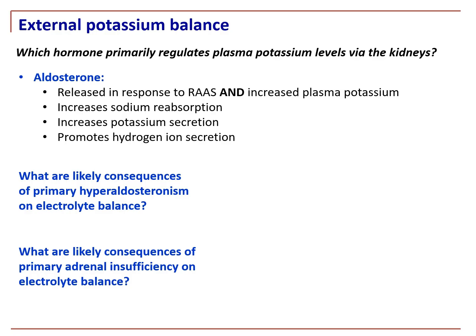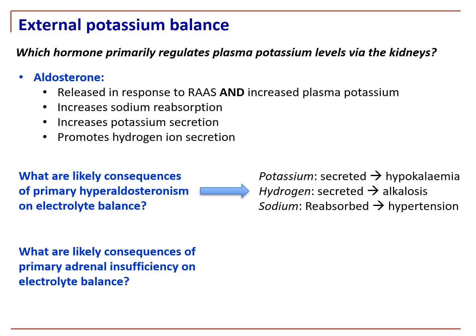Okay, so likely consequences of too much aldosterone. You've got lots of aldosterone, so you're secreting lots of potassium, leading to potentially hypokalaemia. You also secrete hydrogen ions, leading to a metabolic alkalosis. Sodium, of course, you're reabsorbing. That sodium is reabsorbed, and water follows it osmotically. That increases your blood volume, and that therefore leads to hypertension. So there's your primary hyperaldosteronism, or Conn's disease, or Conn syndrome.